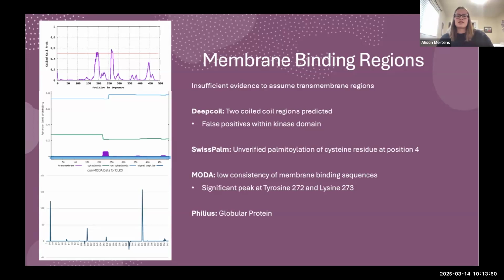The other peak, however, consists of 2 residues, a tyrosine and a lysine at positions 272 and 273, which could be more significant as these are within the kinase domain. This could be a membrane interacting region, but not a transmembrane region, as there is not a significant amount of residues indicated to be membrane binding.